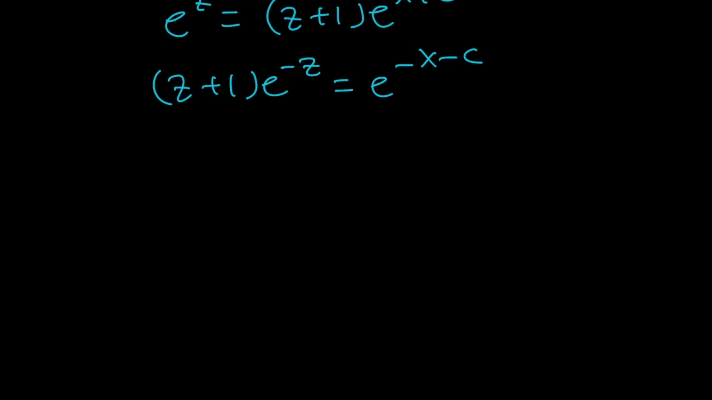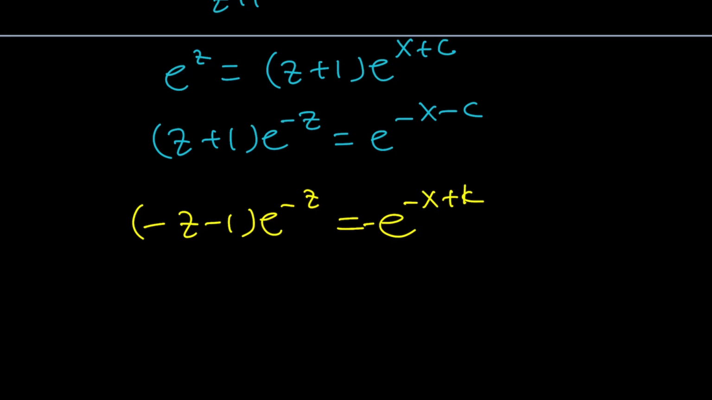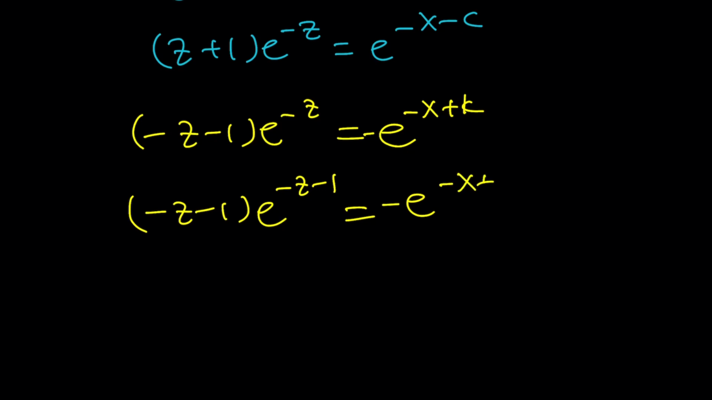Remember, the solution gave us Lambert's W function. Exactly, that's what we're going to use. But we do need the negative z here, so let's multiply both sides by negative 1 first, and then that's going to give us negative e to the power negative x minus c. By the way, you can turn that into k. K is negative c. They're both constants. And then we're just going to go ahead and divide both sides by e. That's going to give us negative z minus 1 times e to the power negative z minus 1. That's what I wanted to get. And here, dividing by e is just going to bring a minus 1.